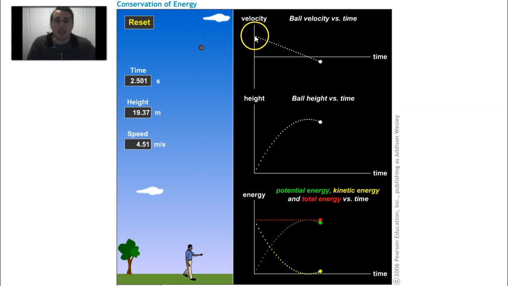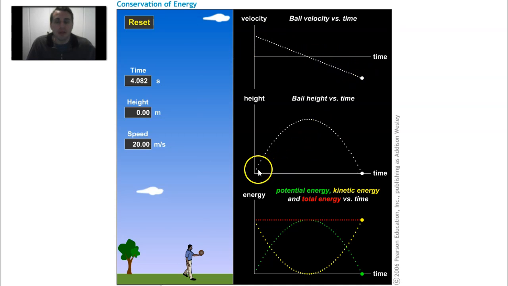Indeed, we do see that the velocity starts off positive, goes to 0 at the top of the trajectory, becomes negative. The downward facing parabola is the height versus time graph of this ball. The potential energy graph matches that, just with slightly different units. The total energy remains constant. That's because the kinetic energy is exactly the complement, you might say, of the potential energy.